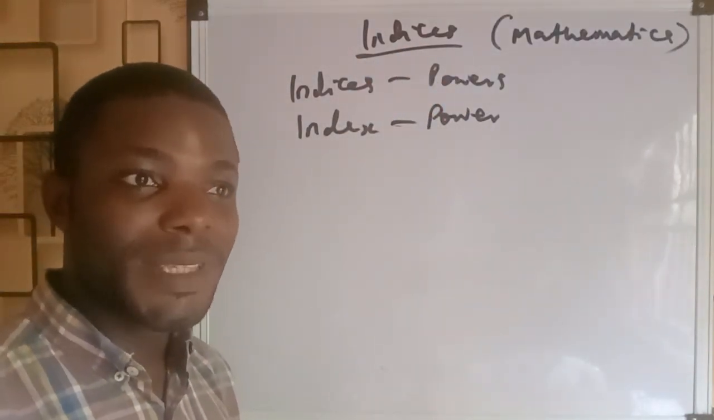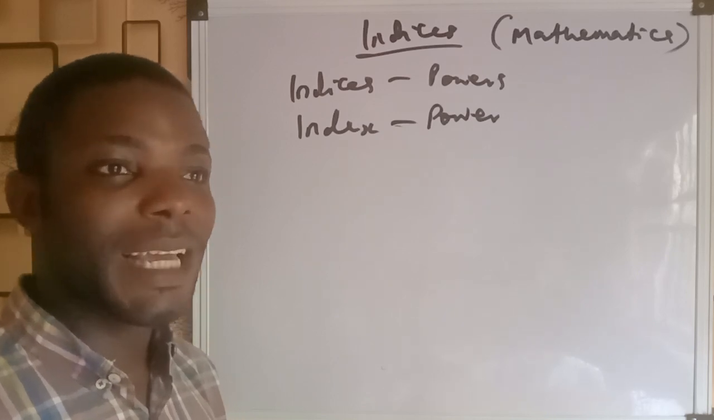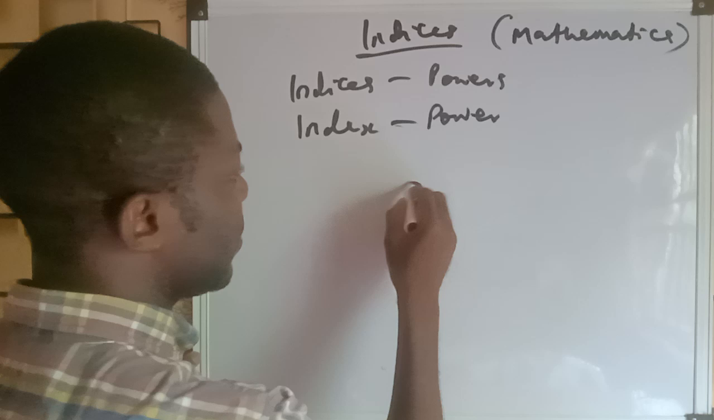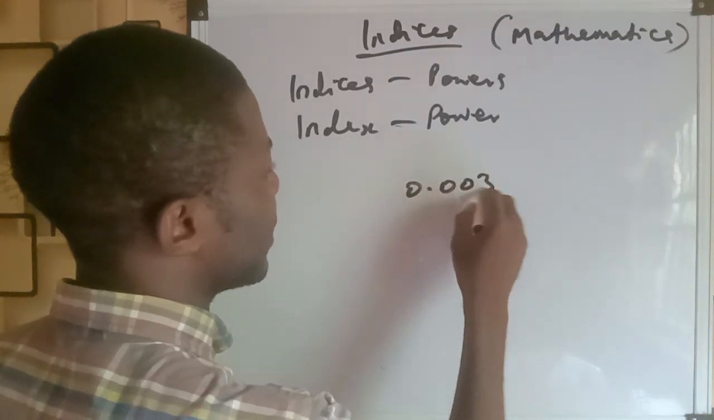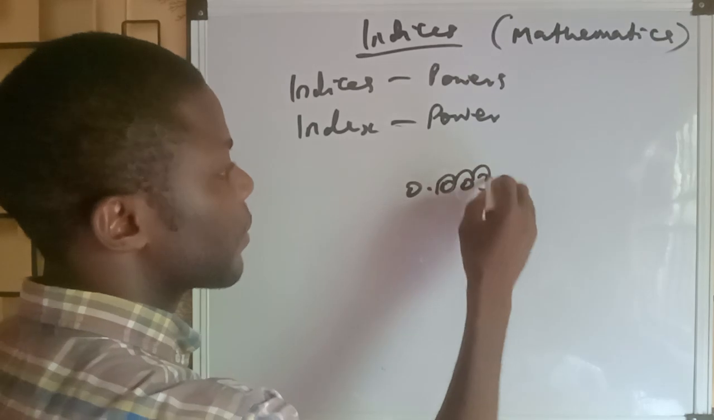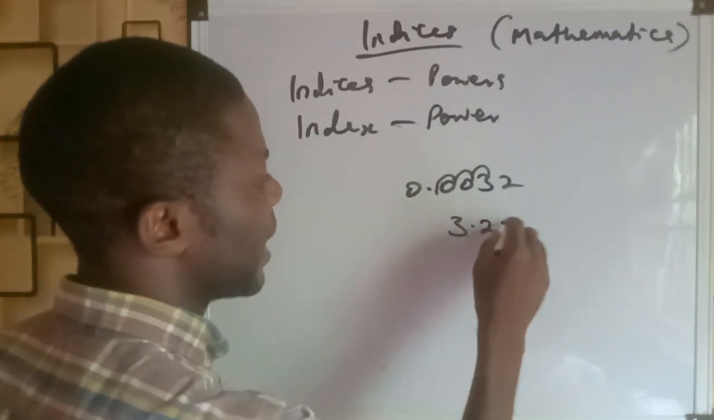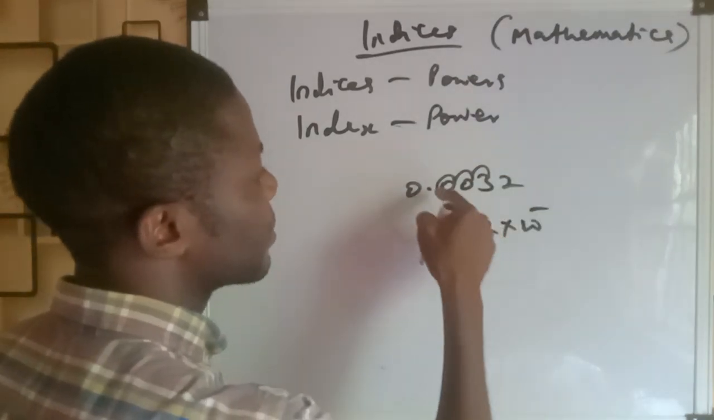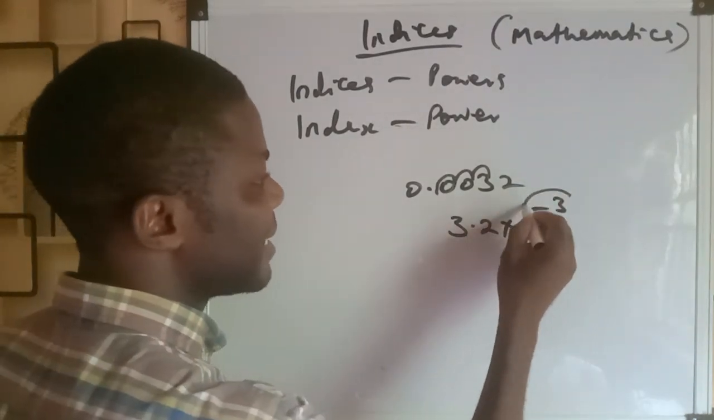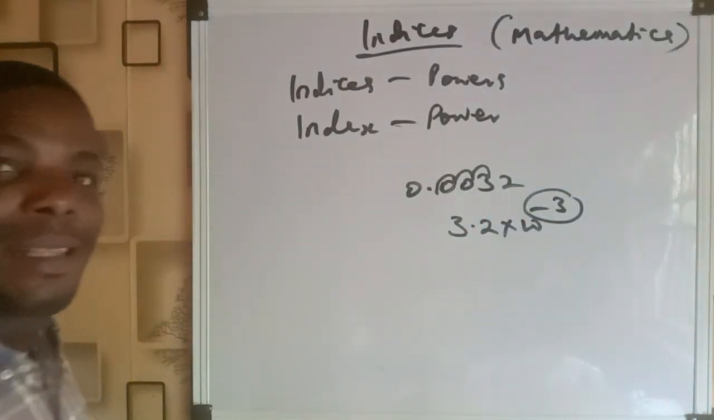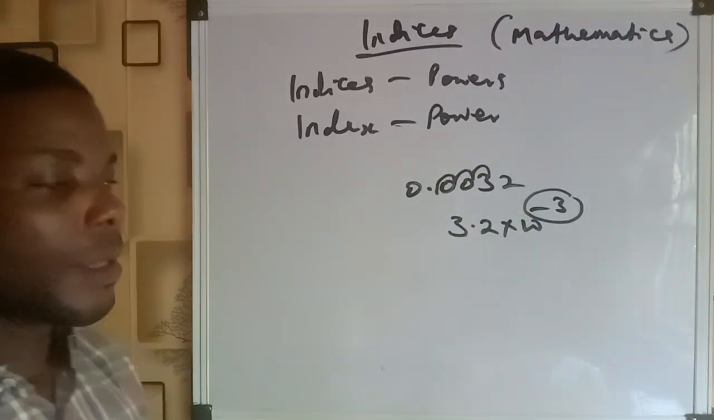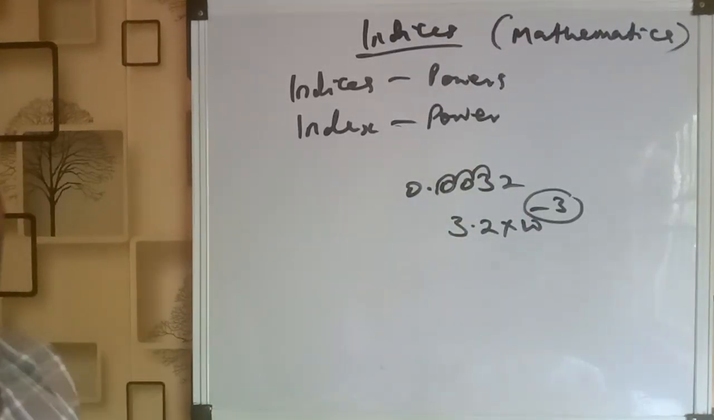When you're asked to put something in standard form, both of them are related. Let's look at 0.0032. To put this in standard form, you count 1, 2, 3. That is 3.2 times 10 raised to the power minus 3. So the index is minus 3. That is the power. This is the standard form of this number.